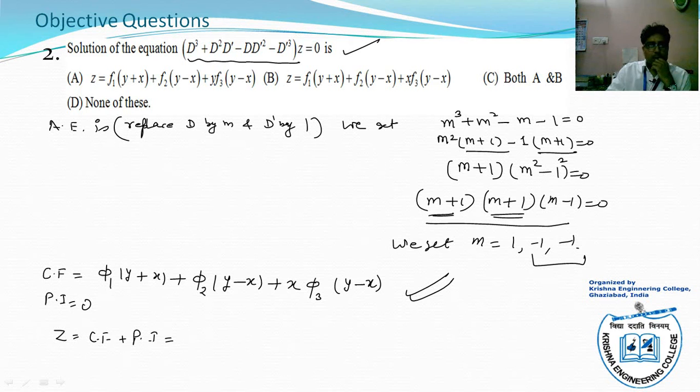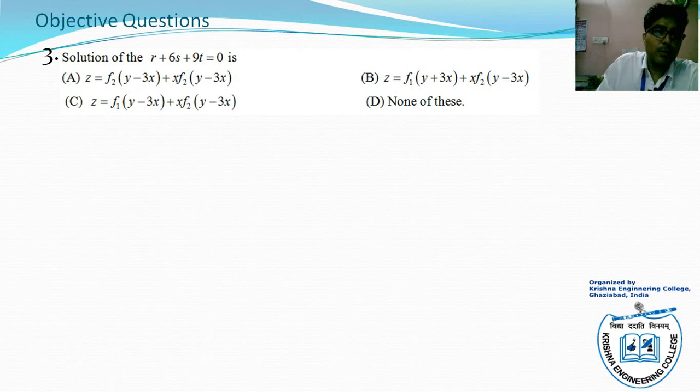So option B is correct: F1 of y plus x plus F2 of y minus x plus x F3 of y minus x. Option B is correct. Clear? Now, this is the most important problem here.